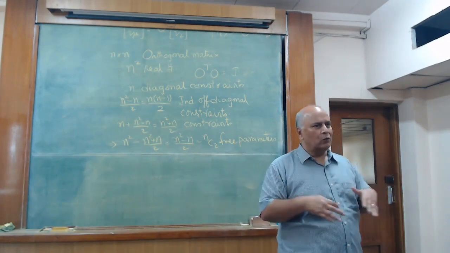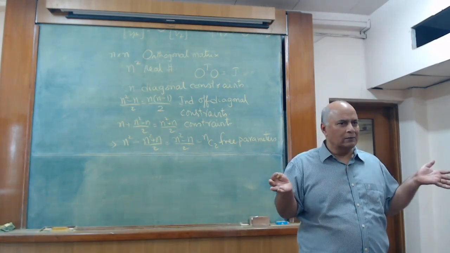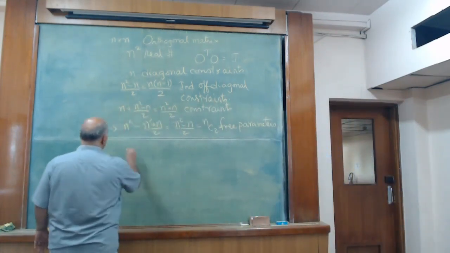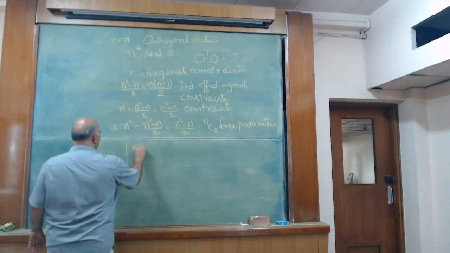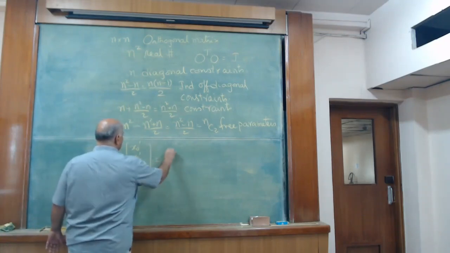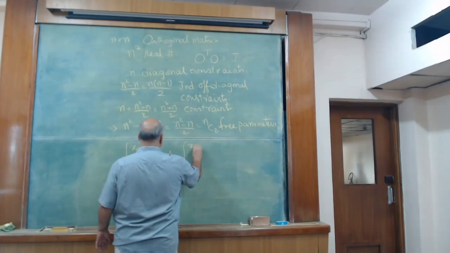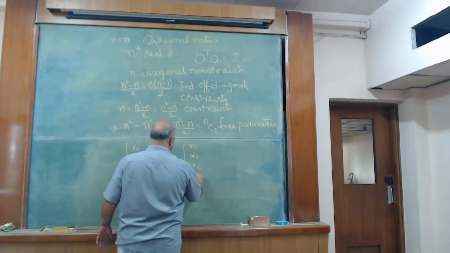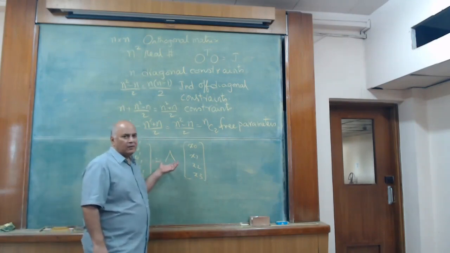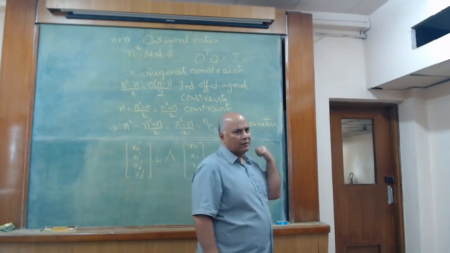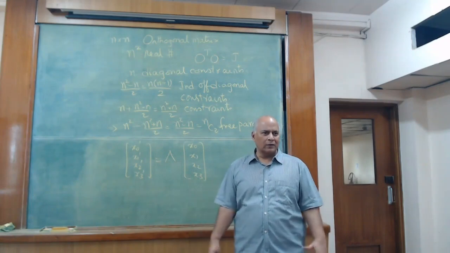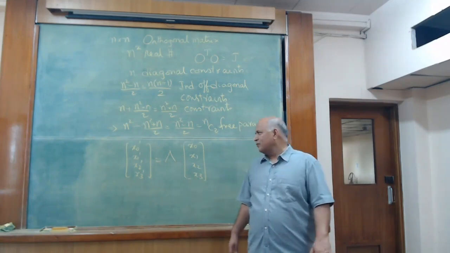To specify the most general Lorentz transformation, see, the most general Lorentz transformation is of this form: x0 prime, x1 prime, x2 prime, x3 prime is lambda times x0, x1, x2, x3. And to specify this lambda, I need 6 parameters, not 4. Sorry, it's a 4 by 4 matrix. I need 6 parameters. So I do the classification this way.